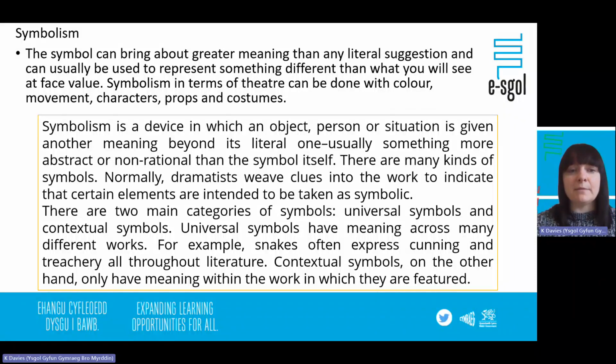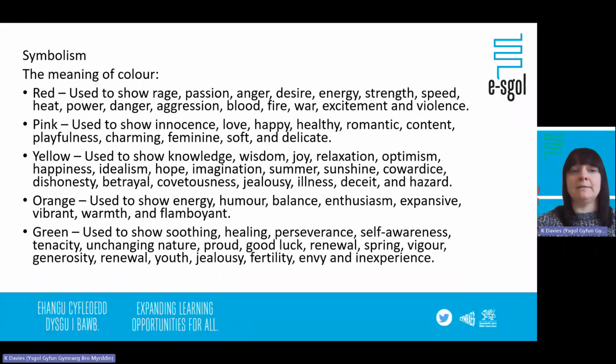So use of symbolism, again, is something you're likely to have come across quite frequently. So a device in which an object, person, or situation is given another meaning beyond its literal one. Universal symbols have meanings across many different works. For example, if you take the idea of a snake, snakes often express this idea of deception, cunning, treachery throughout literature. So contextual symbols, okay, have meaning within the work in which they are featured, and others are universal symbols. Symbolism can also be formed in the way of colour as well.